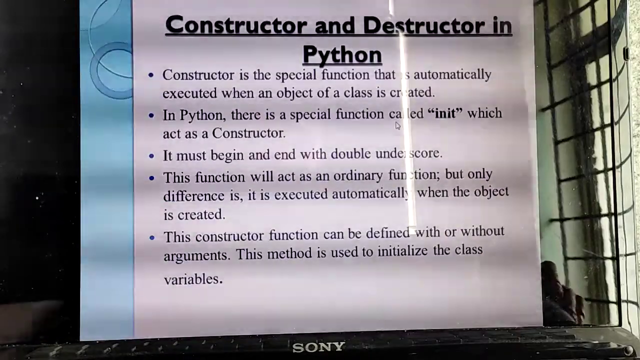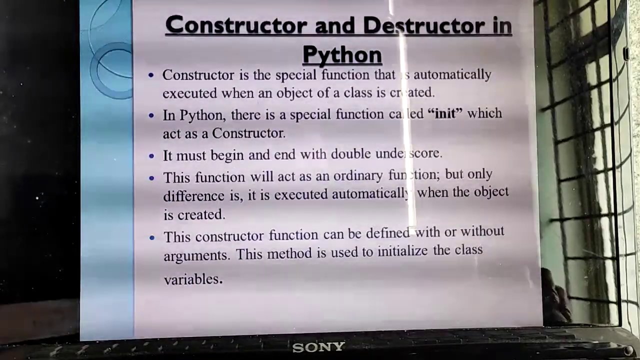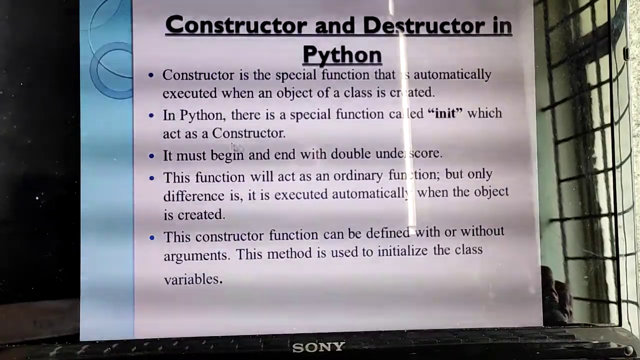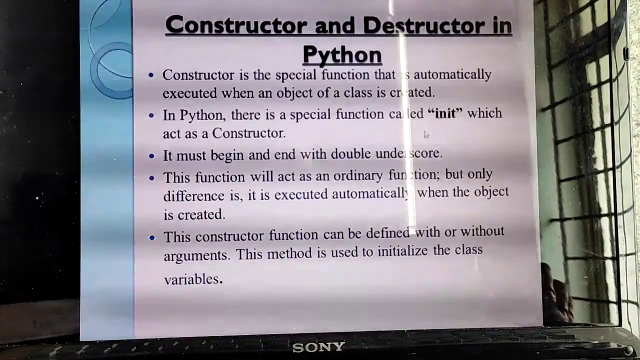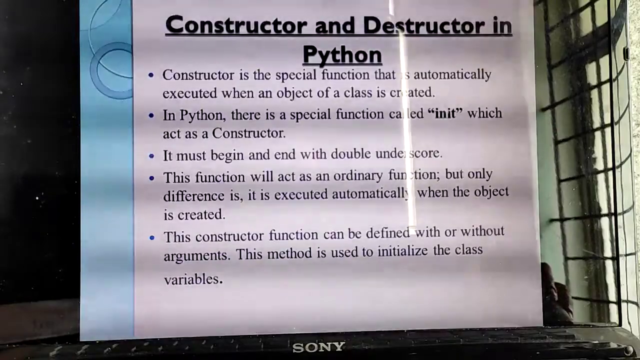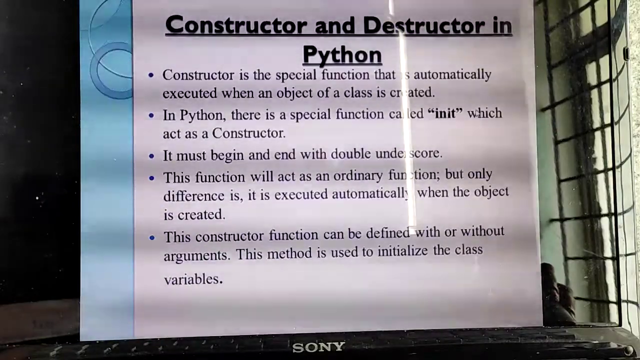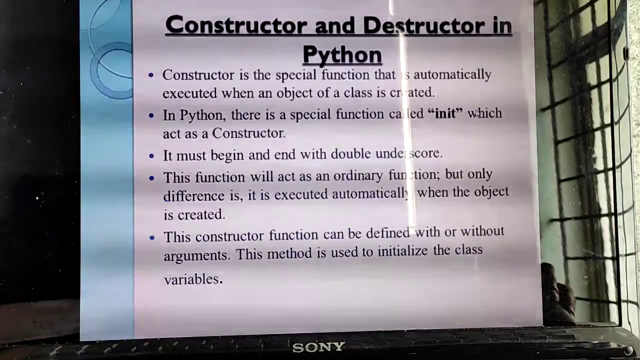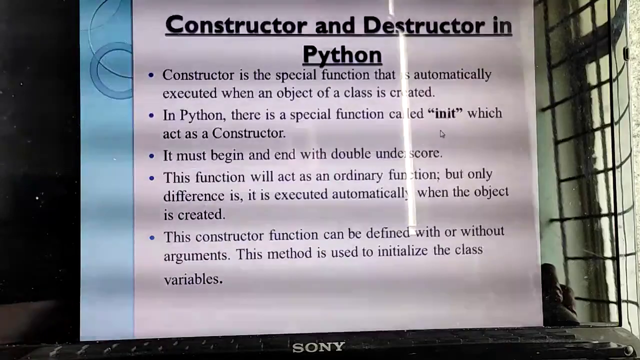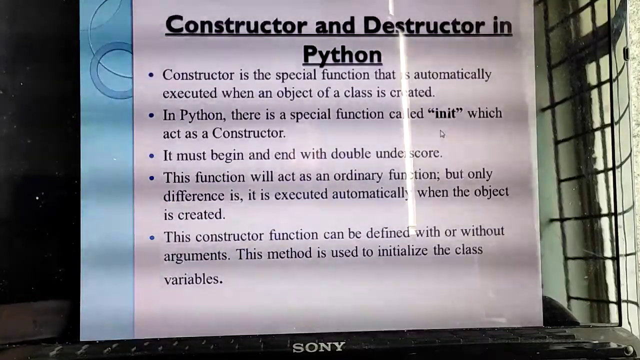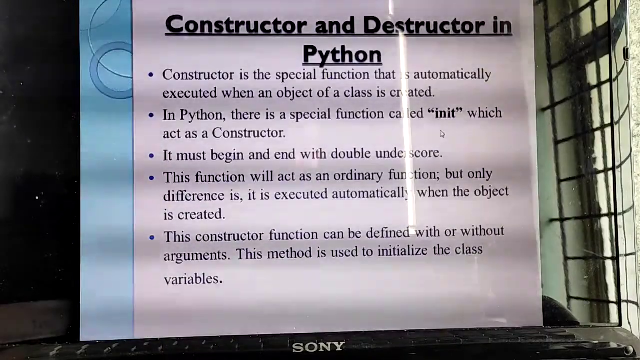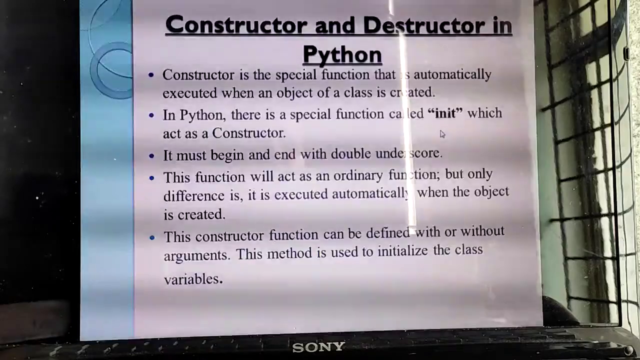The important thing is that this init begins and ends with double underscore. Understand? So if in the program you find the word init, you should know that it is a constructor, and init always begins with double underscore as well as ends with double underscore. The working of a constructor function is similar to a normal function, but it will automatically execute whenever you create an object.